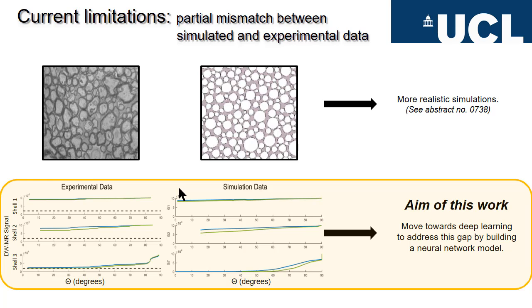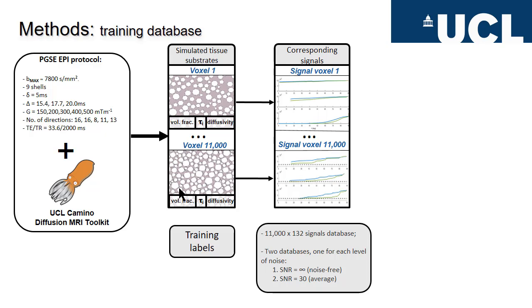Another potential way to address this problem is by moving towards a neural network architecture to take advantage of the recent advances in the deep learning field. So moving in this direction constitutes the aim of this work, which introduces for the first time a neural network for axonal permeability estimation in white matter tissue.